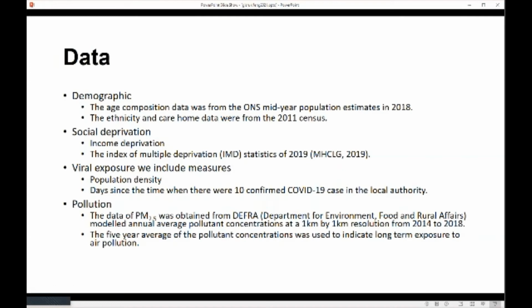About viral exposure, we include measures of population density and also the number of days since there were 10 confirmed COVID-19 cases in the local authority. For the pollution data, we use PM 2.5 from the DEFRA website. This is modeled annual average pollutant concentration, but we average over 5 years from 2014 to 2018, which we assume is representative of long-term pollution exposure.